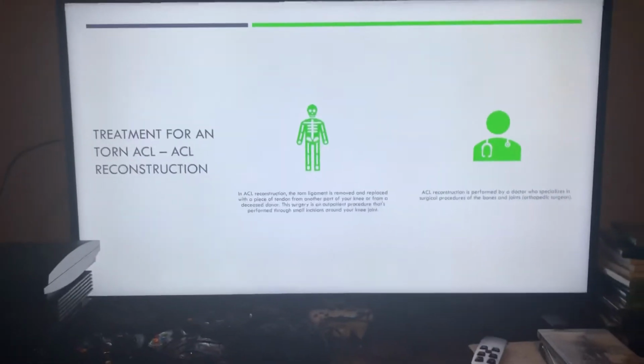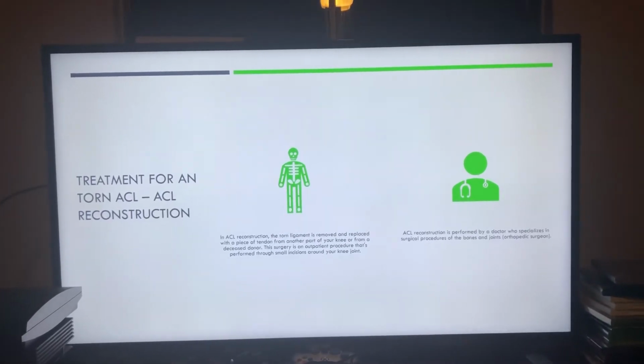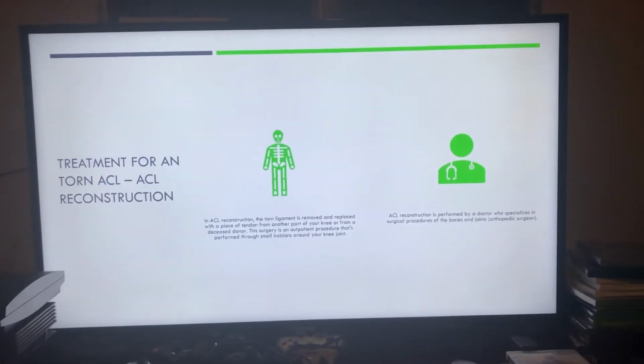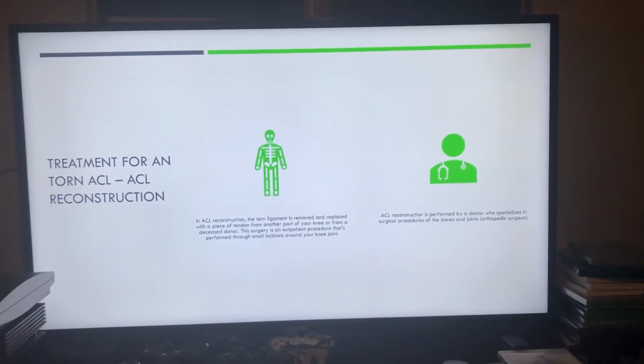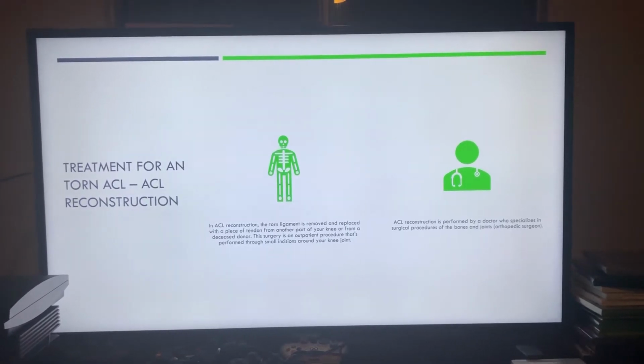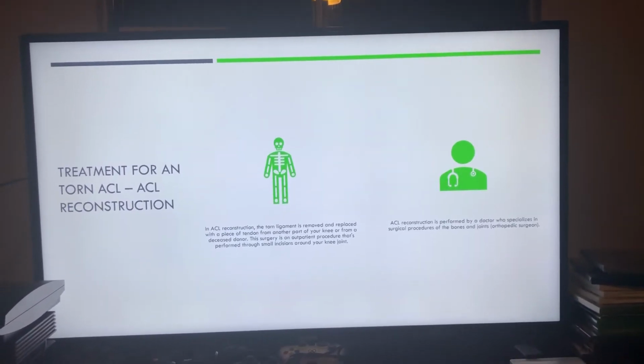So, what are some treatments? Like I said, we talked about physical therapy, but today we're going to be looking at the reconstruction, though. So ACL reconstruction is when a torn ligament is removed and replaced with a tendon, either from the knee or from a deceased donor, and is usually an outpatient procedure performed through small incisions around your knee.